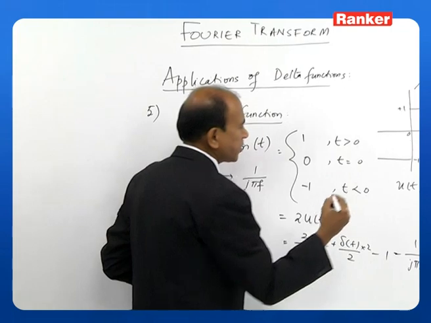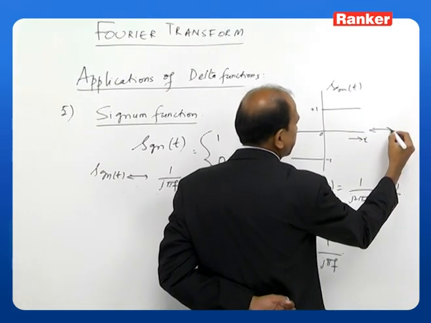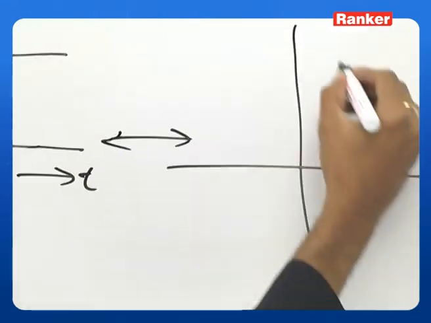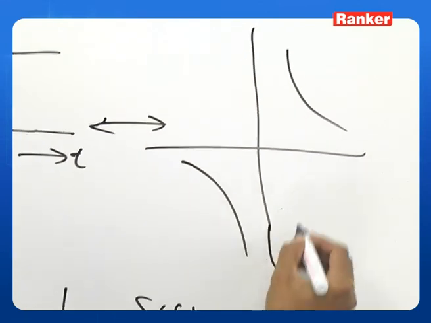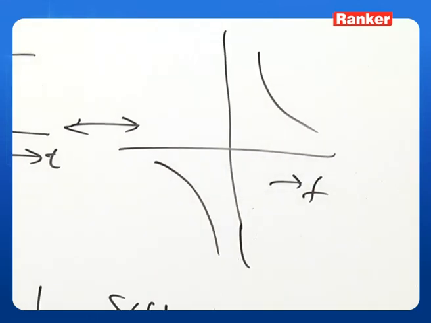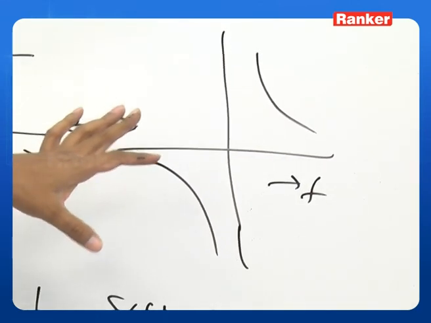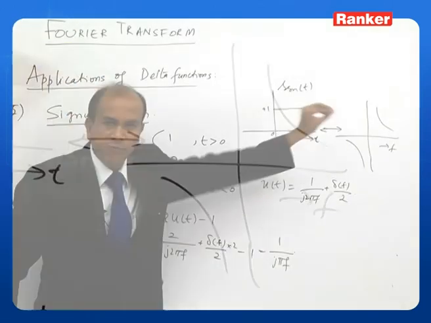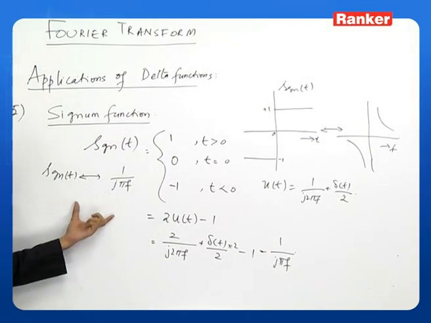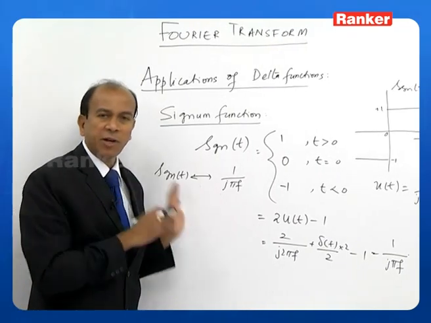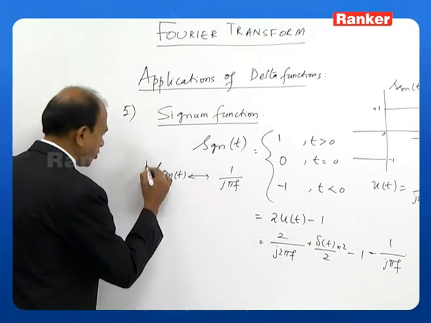So, what will be the Fourier transform here? That will look like this, okay, in the frequency domain. So, that is the frequency domain representation of a Signum function. Now, I will apply a duality property to this. This is one result which is very good.